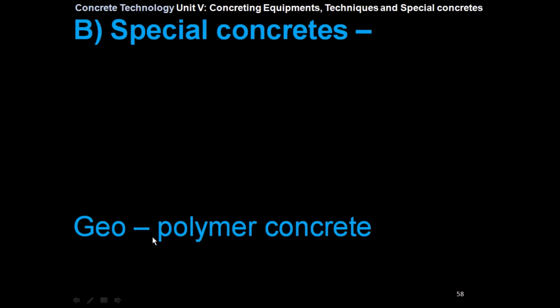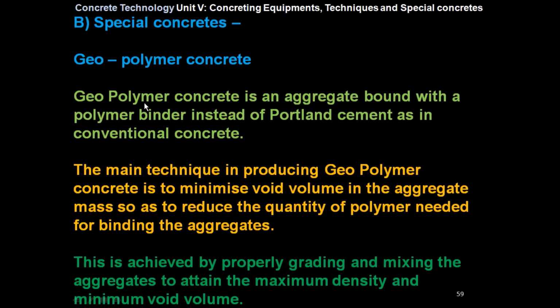Now we will see the polymer concrete. The polymer concrete is an aggregate bound with a polymer binder instead of Portland cement as in conventional concrete. The main technique in producing polymer concrete is to minimize void volume in the aggregate mass so as to reduce the quantity of polymer needed for binding the aggregates. This is achieved by properly grading and mixing the aggregates to attain the maximum density and minimum void volume.